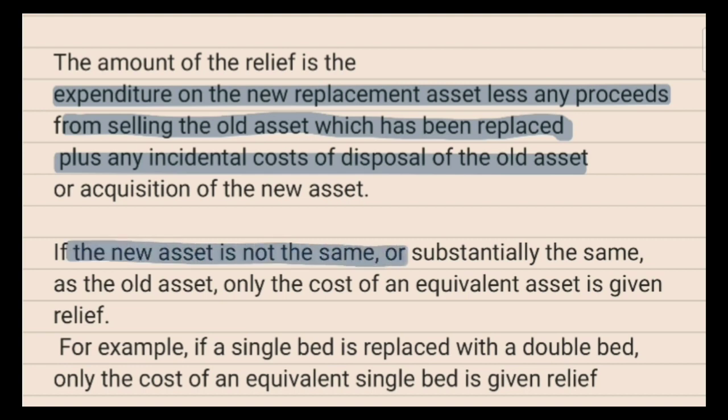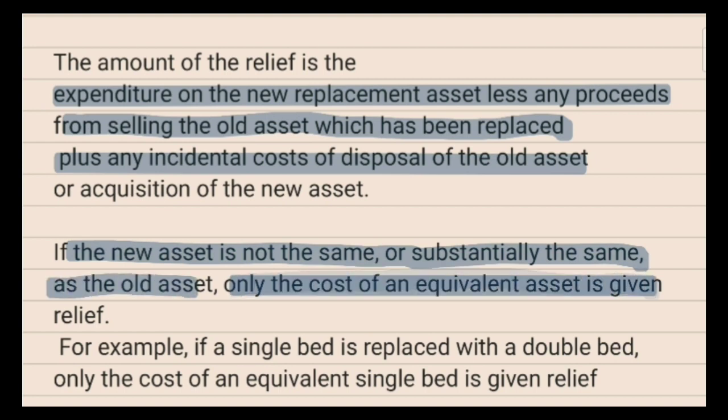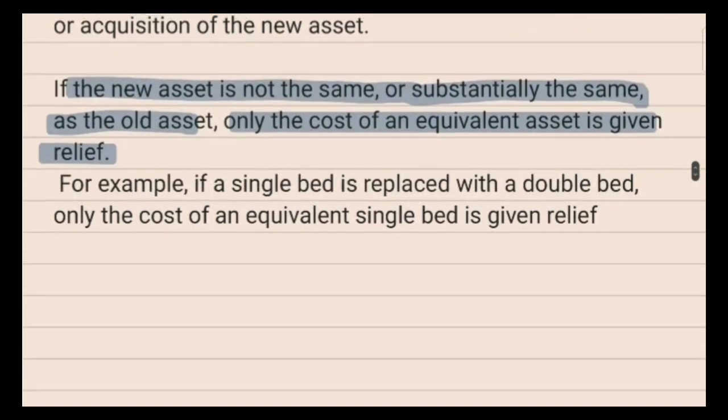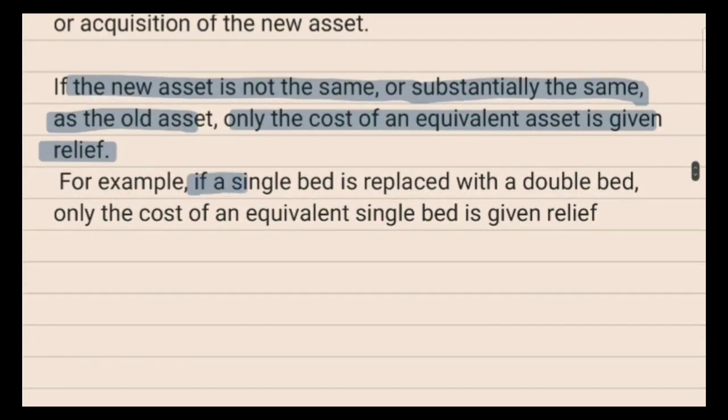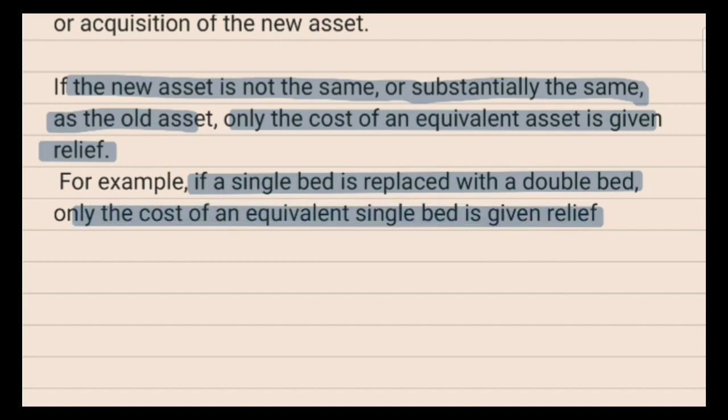If the new asset is not the same or substantially the same as the old asset, only the cost of an equivalent asset is given as relief. जैसे मैंने एग्जांपल दी कि वॉशिंग मशीन की जगह वॉशर ड्रायर अगर प्रोवाइड किया जाता है तो कॉस्ट ऑफ वॉशिंग मशीन इज ओनली अलाउएबल एक्सपेंस, नॉट द कॉस्ट ऑफ ड्रायर. Here an example is given: if a single bed is replaced with a double bed, only the cost of an equivalent single bed is given as relief.